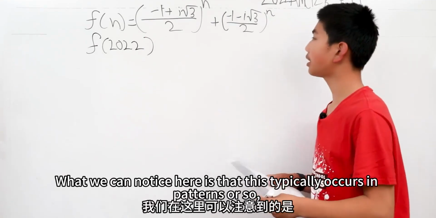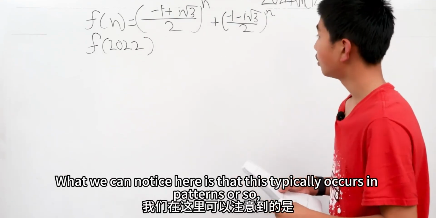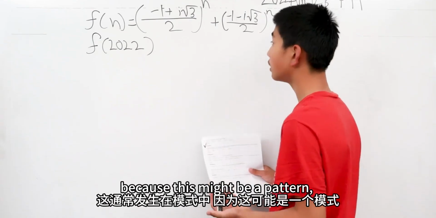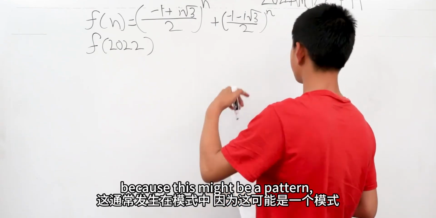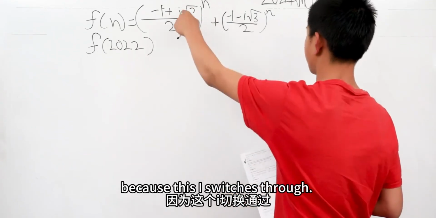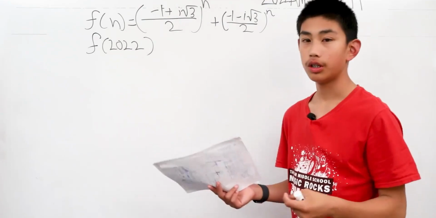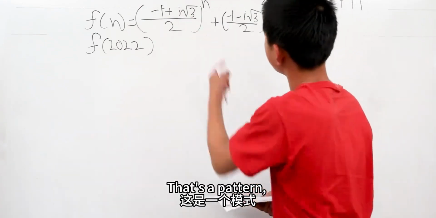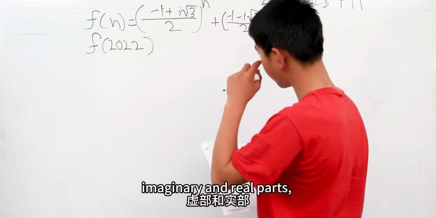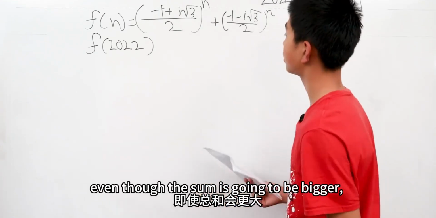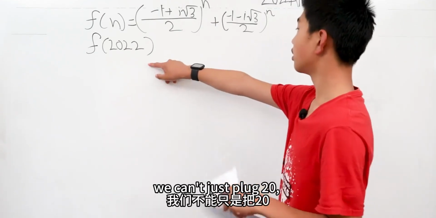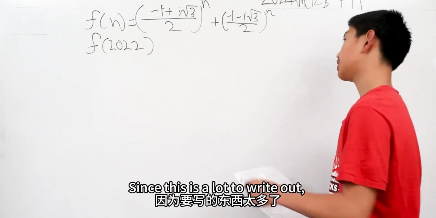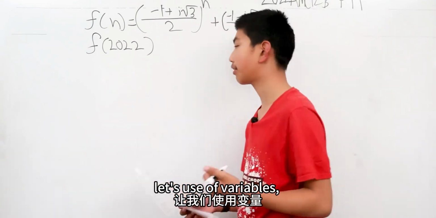What we can notice here is that this typically occurs in patterns, because this i switches between negative and positive, imaginary and real parts, even though the sum is going to be bigger. We can't just plug 2022 into this equation and expect it to work. And since this is a lot to write out, let's use some variables.